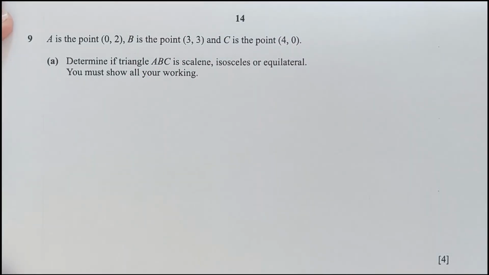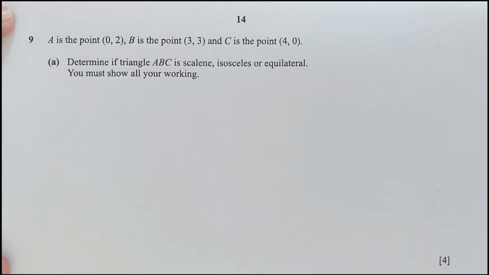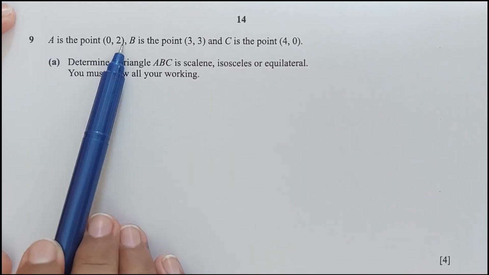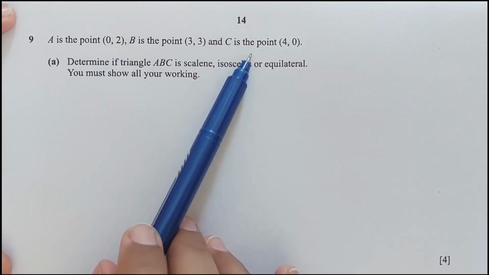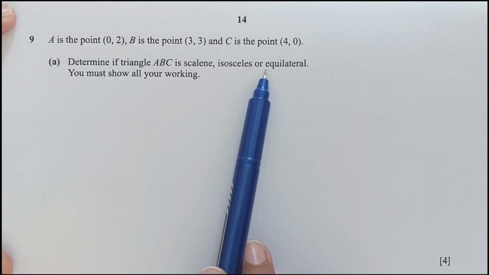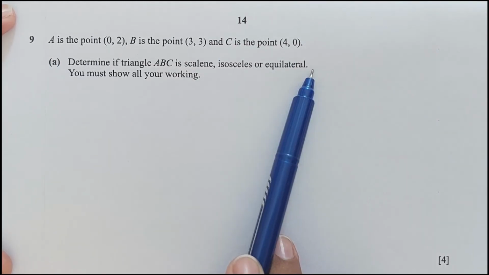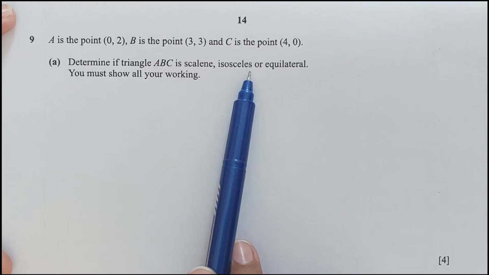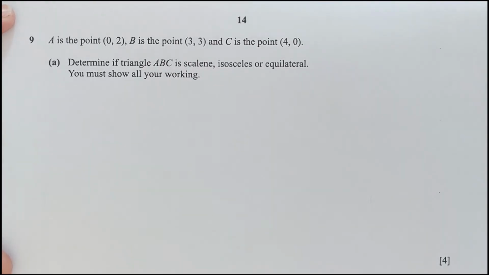Question number 9. A is the point (0, 2), B is the point (3, 3), C is the point (4, 0). Part A, determine if triangle ABC is scalene, isosceles or equilateral. You must show all your working. In order to determine whether the triangle is isosceles, scalene or equilateral, we have to find the length of all three sides, AB, BC and CA. If all three sides are the same, it is an equilateral triangle. If two sides are the same, it is isosceles. If none of the sides is equal, this is a scalene triangle.